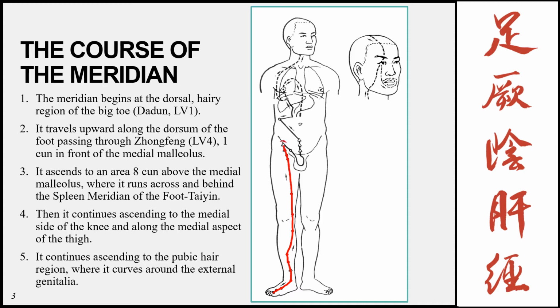From the liver, it has two branches, one branch going up to the throat, and the other branch circling around and back down to the stomach. So now let's go into more detail.